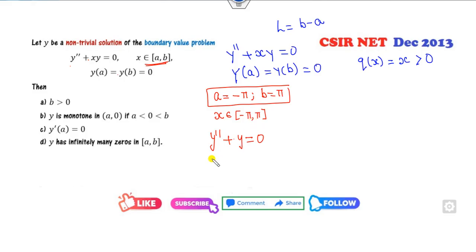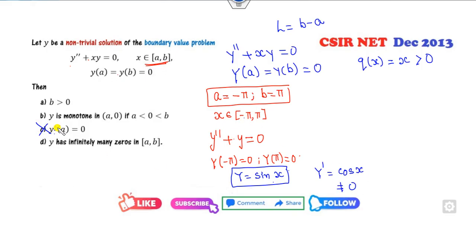So my equation becomes y of minus pi is 0, y of plus pi is 0. I can simply take these examples. Now can you find the solution of this? The solution is sine of x. Clear? Now once y is equal to sine x, firstly y dash of A is 0. What is the y dash? It is cos x. y dash of minus pi is non-zero. So this option is cancelled out.